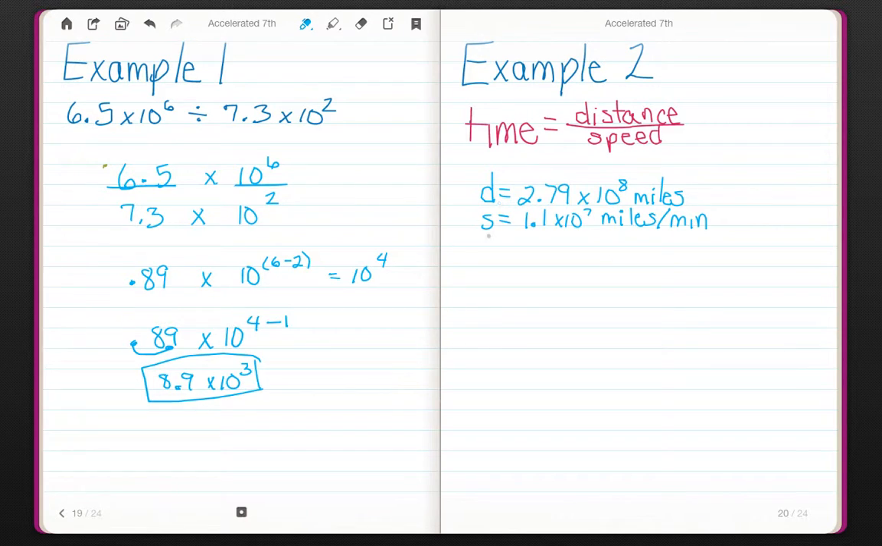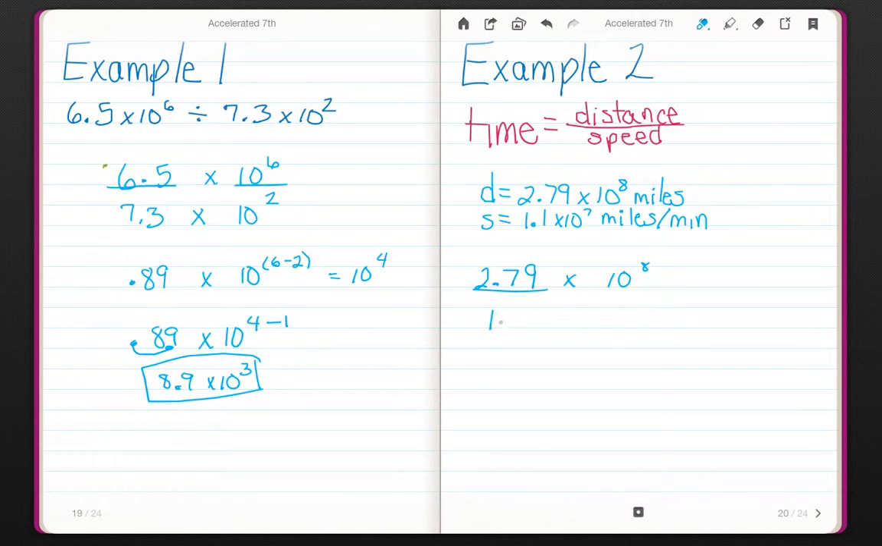So I'm going to again divide 2.79 times 10 to the 8th divided by 1.1 times 10 to the 7th. 2.79 divided by 1.1 is about 2.54. I'm going to round to the nearest hundredth, times 10 to the 8th minus 7 times 10 to the first.